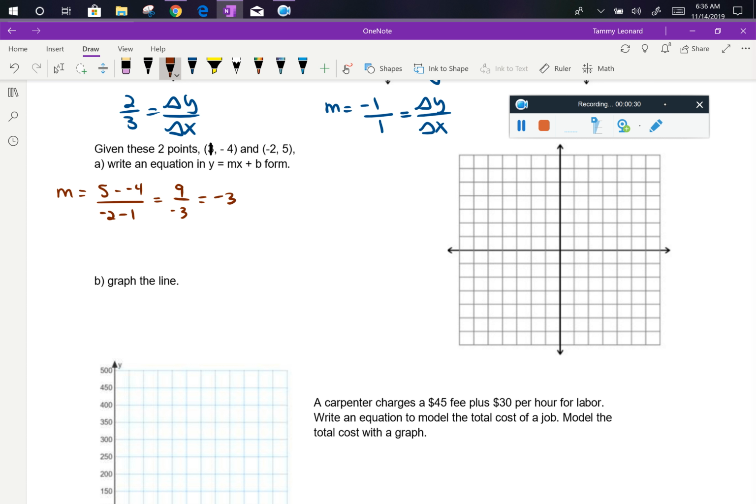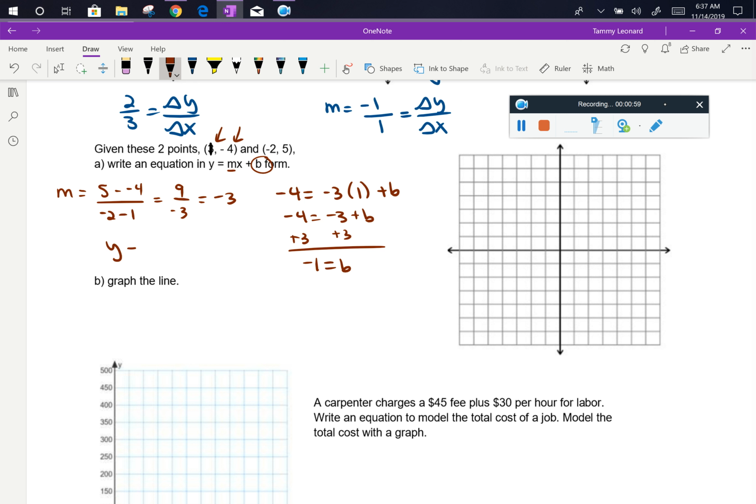Then, using the m we just found and the point 1, negative 4 in for y and x, we can say that negative 4 is equal to negative 3 times 1 plus b. That leaves the y-intercept as the only variable. Simplifying, negative 4 equals negative 3 plus b, and adding 3 to each side, negative 1 is equal to b.